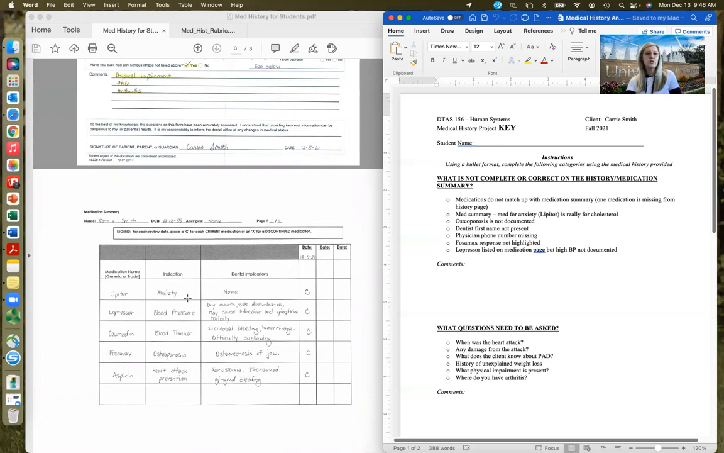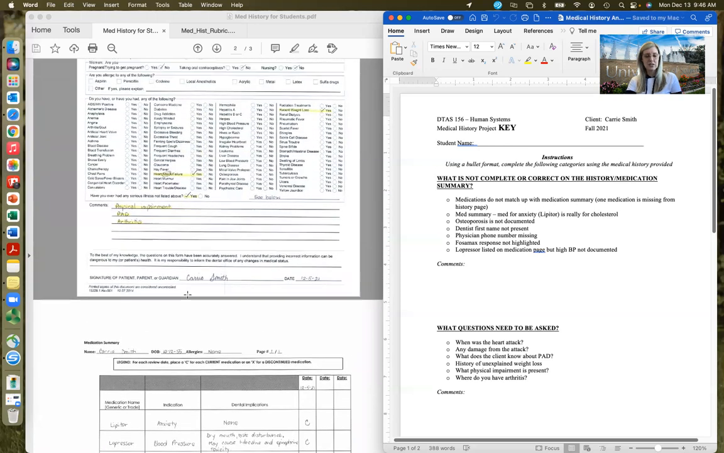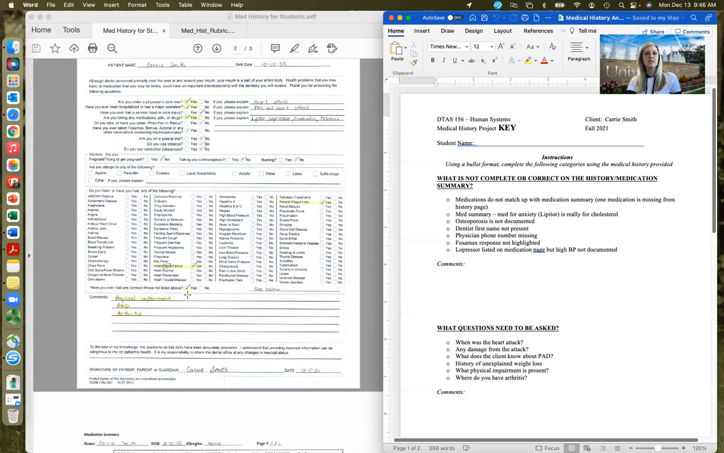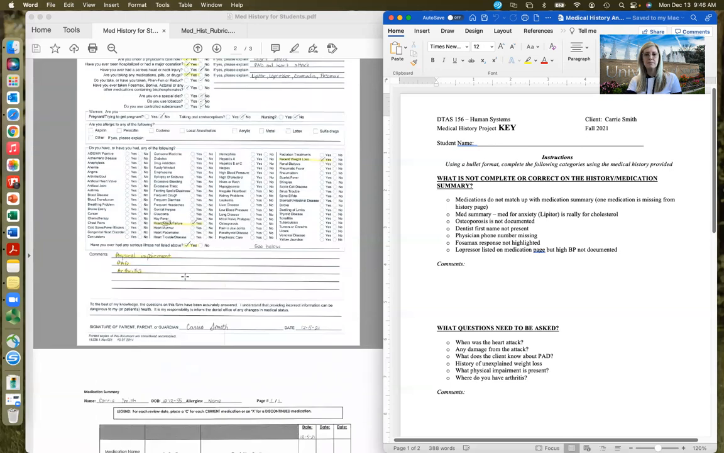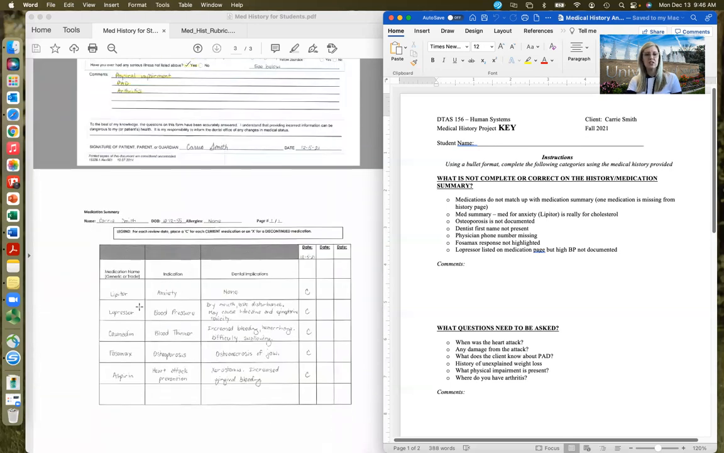Okay. So part of your job is going to be to make sure that the indication is correct, that the client has indicated what they are taking it for correctly, and to look that up. Okay. And so some of you did catch that Lipitor was for cholesterol, not for anxiety. But that was one of the incorrect items on the history.